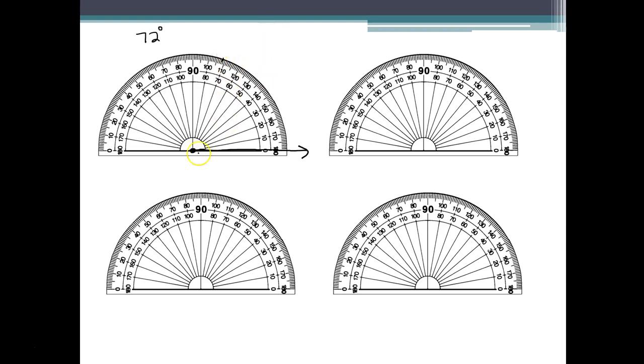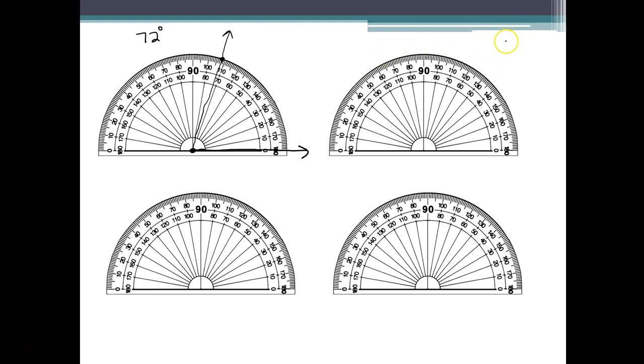Oh my goodness, I can't stand how it keeps doing that. And then your other ray is going to go up through there. It's not cooperating. Sometimes it lets me, sometimes it doesn't. I don't understand this. I'll just draw it with little strokes. There we go. So 72 degrees will go there.